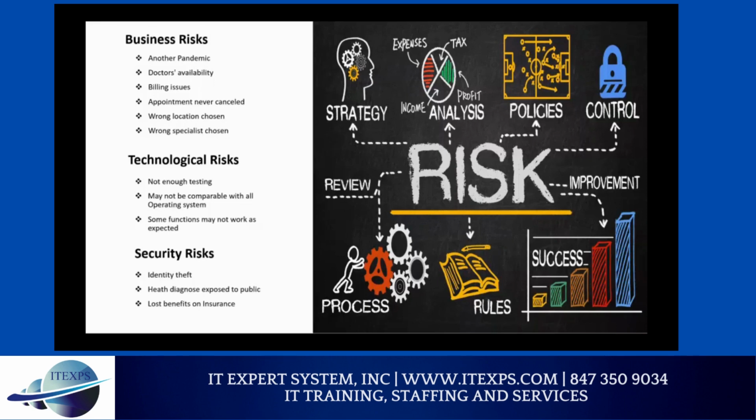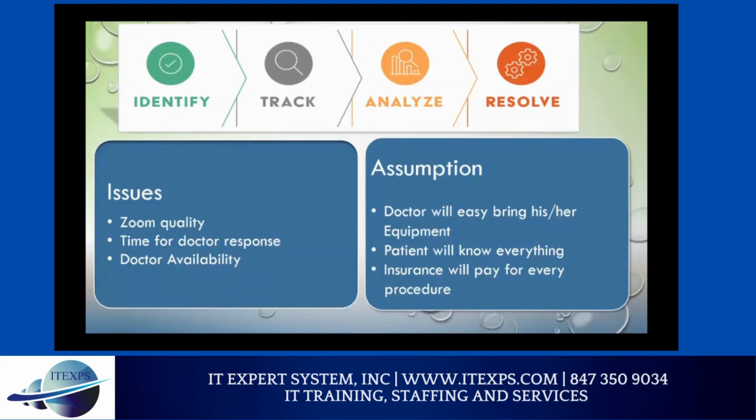Some function may not work as expected. Security risk, identity theft, health diagnosed, exposed to public, lost benefits and insurance. The meaning of this, basically, if for some reason there was a glitch, somebody accidentally assumed the patient was seen by the specialist, it would never show, but the insurance and bill, and there's no benefits anymore.